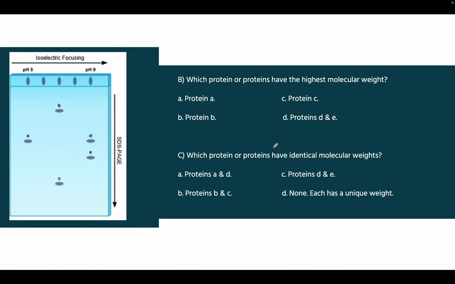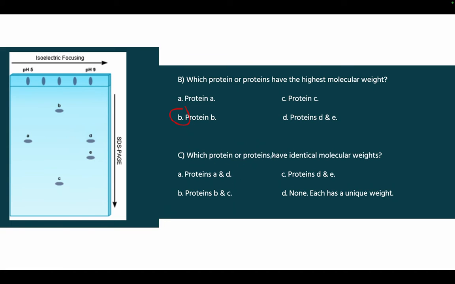Next it's asking which has the highest molecular weight. They're asking based on the second dimension. We know in SDS-PAGE the proteins which have lower molecular weight will travel towards the bottom and the high molecular weight will be at the top. So whichever band is at the top here will have the highest molecular weight. That is protein B. So protein B has the highest molecular weight.